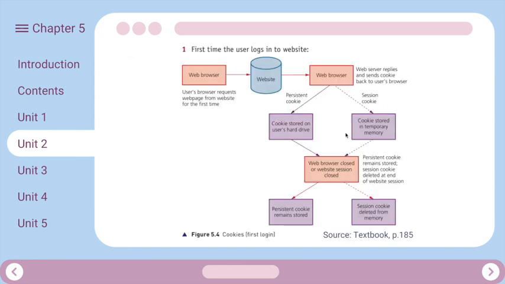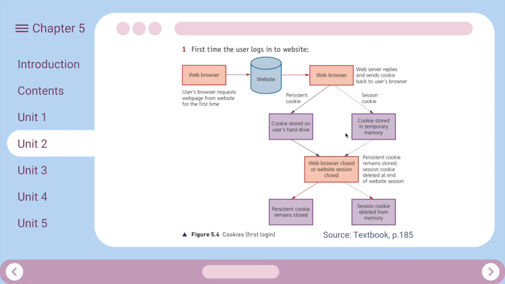Finishing with the details of cookies, let's take a look at how it works in real life. The scenario of this figure is when the user logs into a website for the first time. The user's web browser will request a web page from the website. The web server will reply to the request and send a cookie back to the user's web browser. If it's a persistent cookie, the cookie will be stored on the user's hard drive. If it's a session cookie, the cookie will be stored in temporary memory.